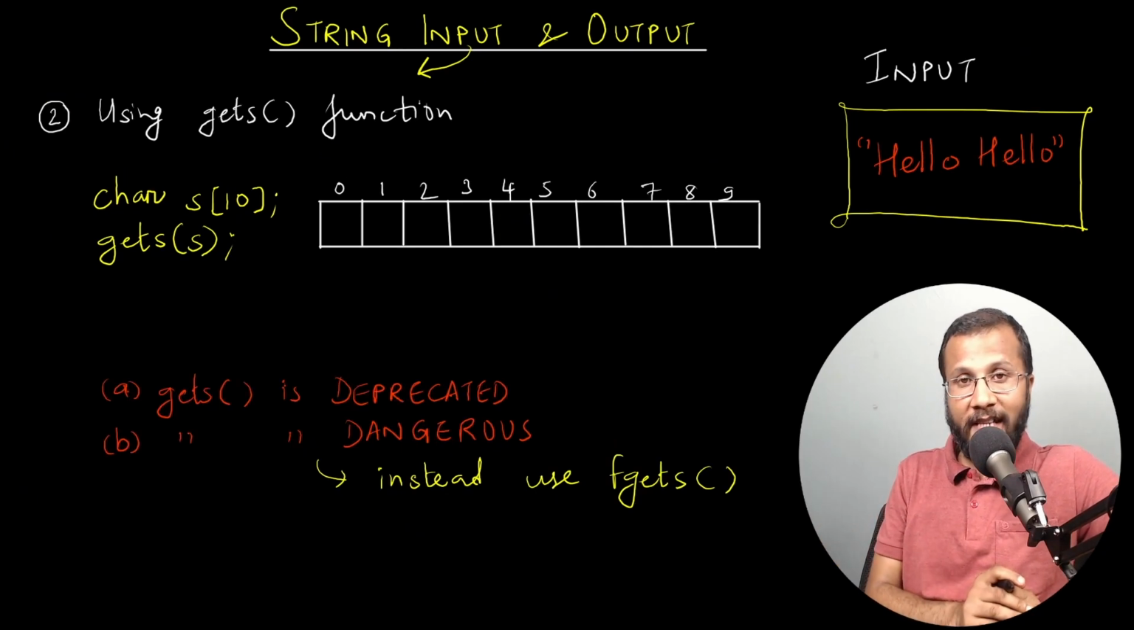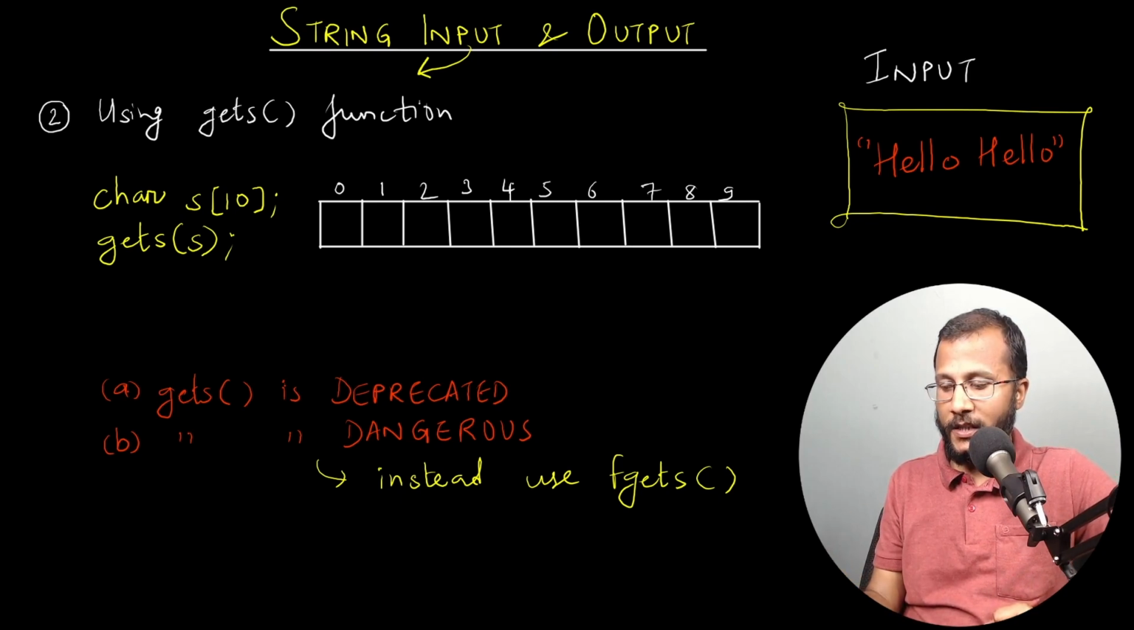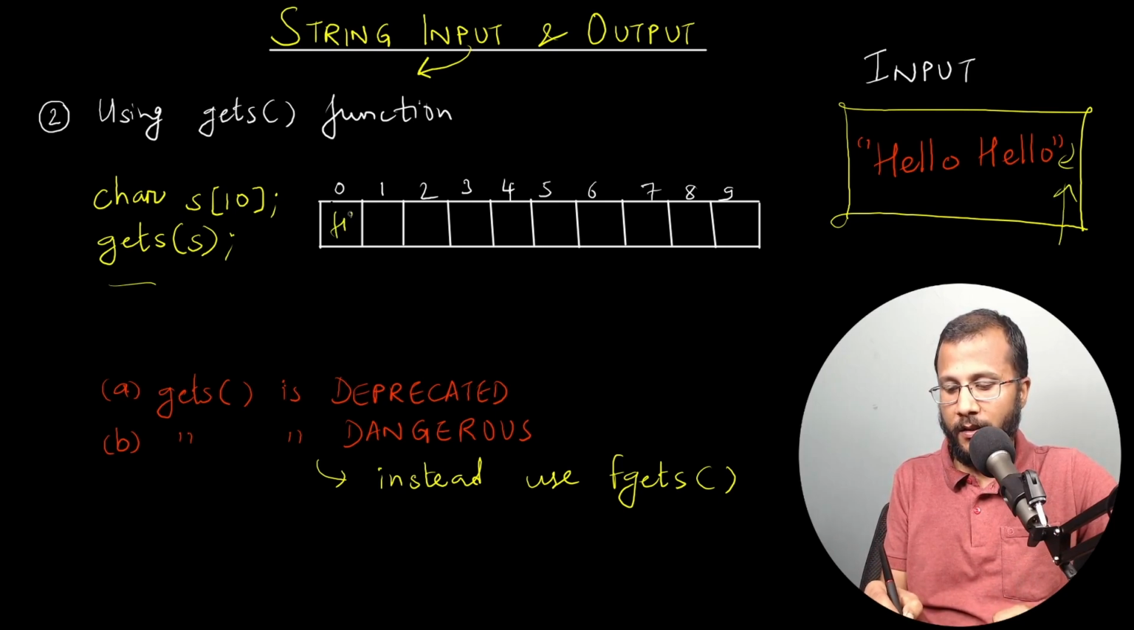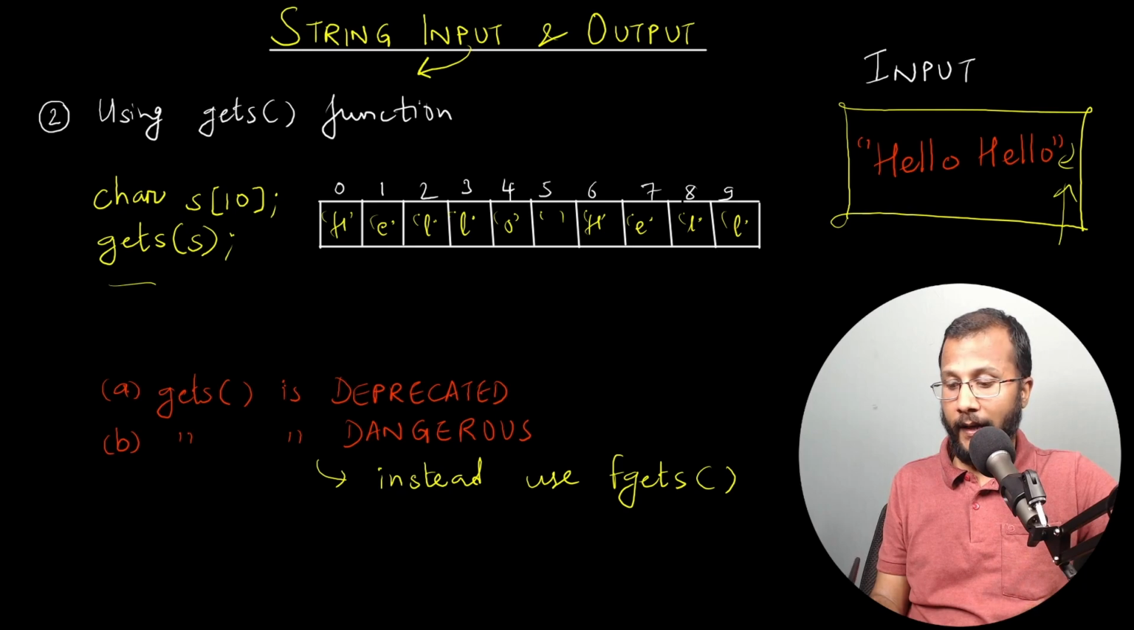Now let's look at one more example of the gets function. Let's say I provide the input as hello space hello. What happens in gets is that it will enter all the characters in the array until it finds the enter character or the new line character. So this will be h, e, l, l, o, and then you provide a space, and then again h, e, l. Now you see here the array is full. There is no space for storing o and a new line character.